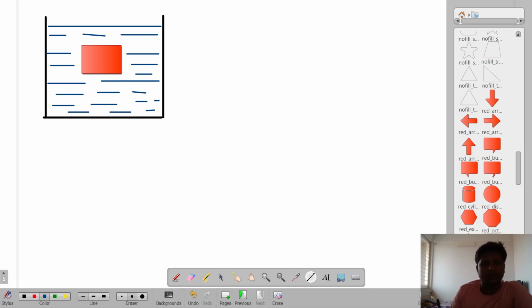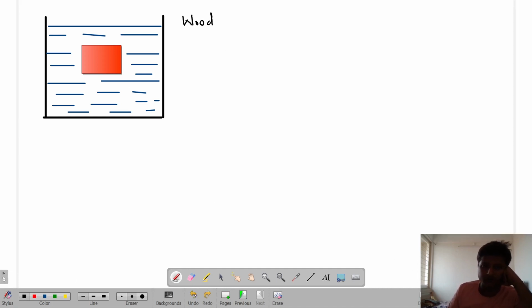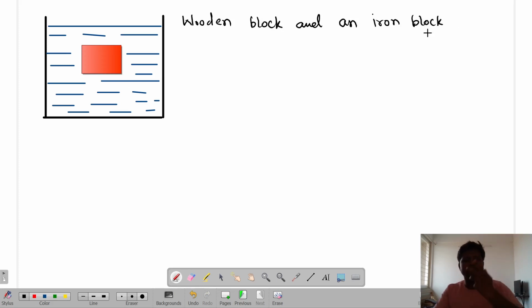Got it. Now the question says there is a wooden block and an iron block of the same dimensions. We are assuming they are of the same dimension.